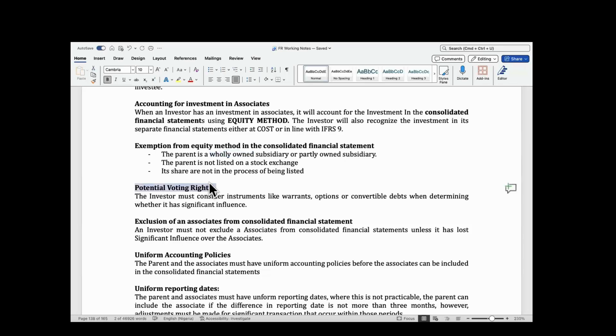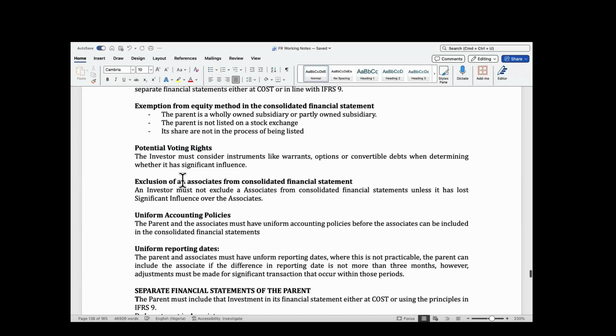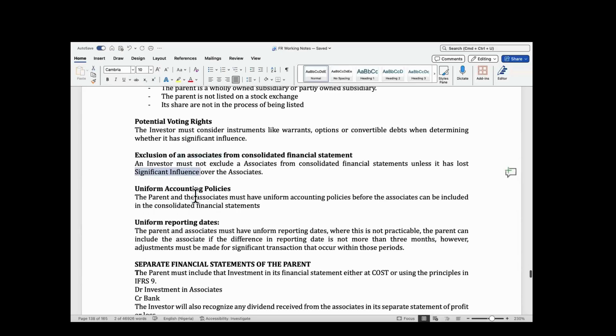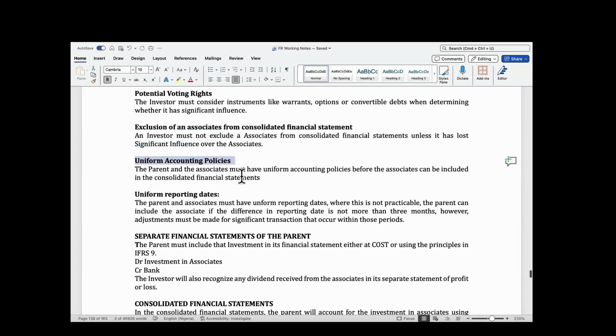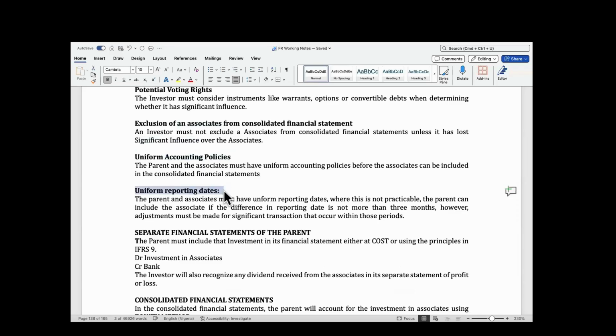We also need to consider potential voting rights as well. Potential voting rights are instruments that have the potential to become ordinary shares, like warrants, options, convertible debt, and all that. They need to be considered in determining whether you have significant influence or not. The same thing is that you cannot exclude an associate from the consolidated financial statements unless you have lost significant influence. Also, we expect that you should have a uniform accounting policy with your associates and also uniform reporting dates.